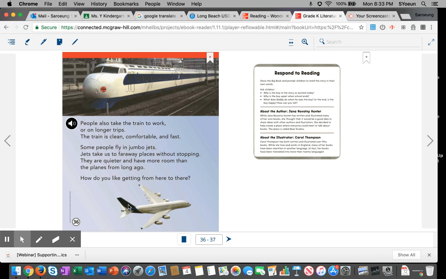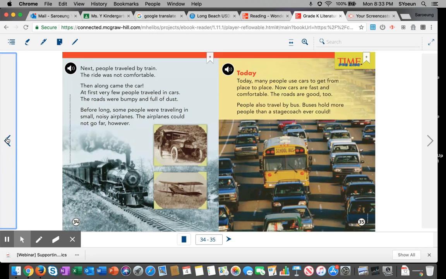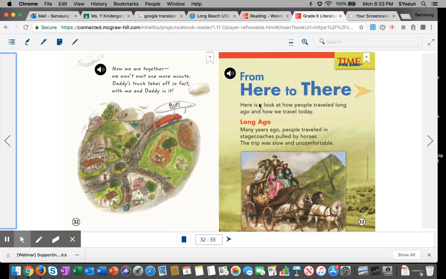All right, boys and girls, so that's the end of our story, From Here to There. Again, this story is an informational text. It's giving us information about how people traveled long ago and today.